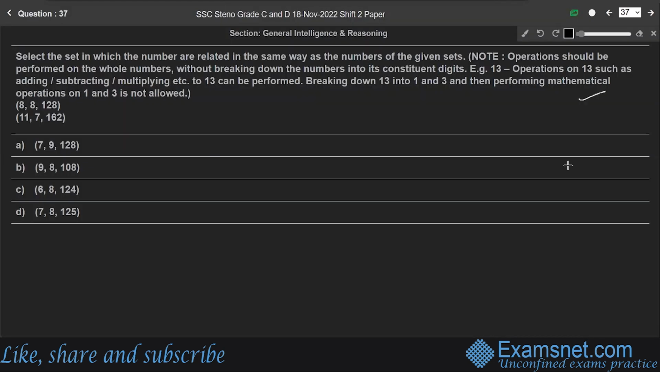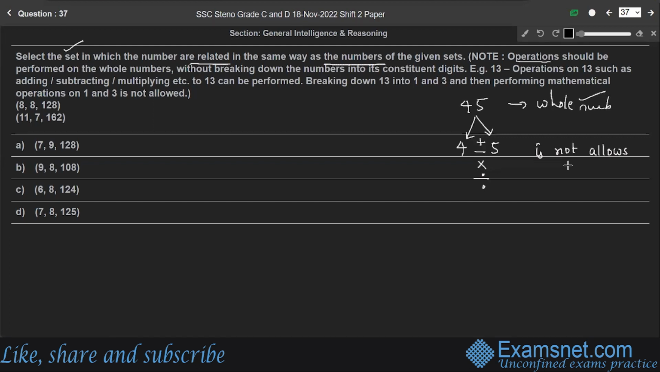Question 37. Select the set in which the numbers are related in the same way as the numbers of the given sets. Here is a note that the operation should be performed on the whole numbers. For example, 45: you should not break down the number 45 into its constituent digits 4 and 5 and then perform mathematical operations like addition, subtraction, multiplication and division. That is not allowed. So mathematical operations should be performed on the whole numbers.